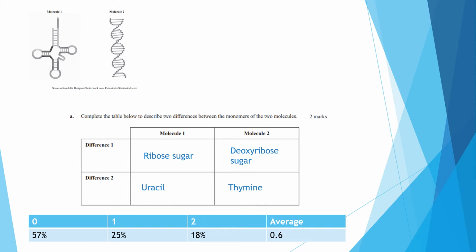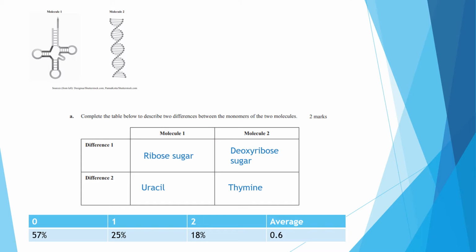Now, going back to the question, it is very important to answer the question itself rather than info dump onto the exam paper. The question is not asking you for the difference between DNA and RNA, but the differences between the monomers of the molecules. So the two differences you should give are ribose sugar versus deoxyribose sugar and uracil versus thymine.